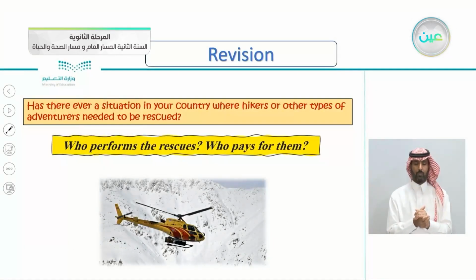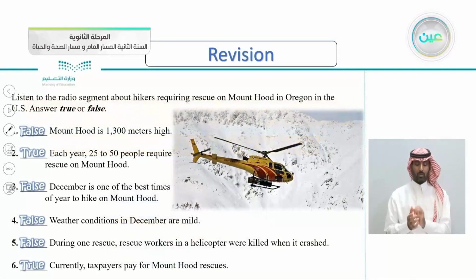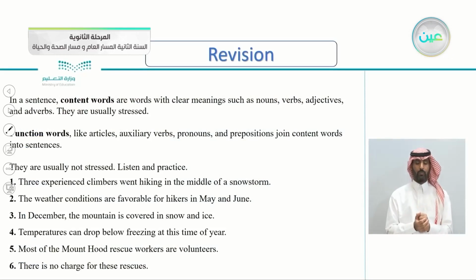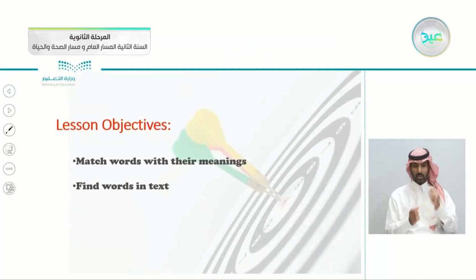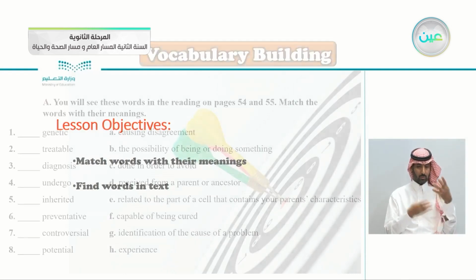Very good. So if you remember our previous lesson, the listening, we talked about the rescues and who performed them and who pays for them, rescuing people from hiking on Mount Hood in Oregon in the US. And if you remember, the content words that we stress are usually nouns, verbs, adjectives, and adverbs, unlike the function words like articles, auxiliary verbs, pronouns, and so on, which are usually not stressed. So these are today's objectives: to match words with their meanings, and find words in the text.